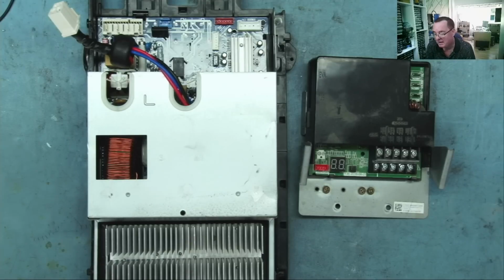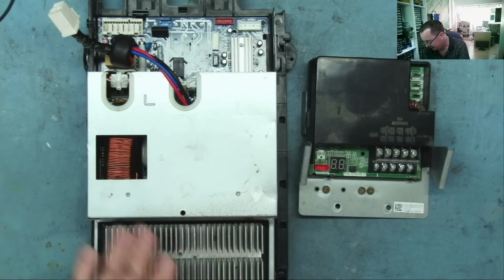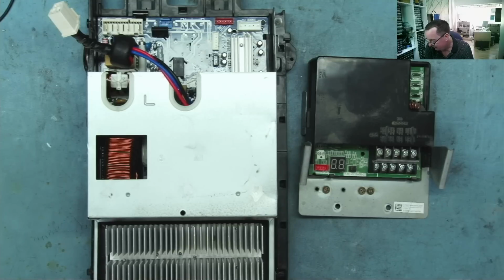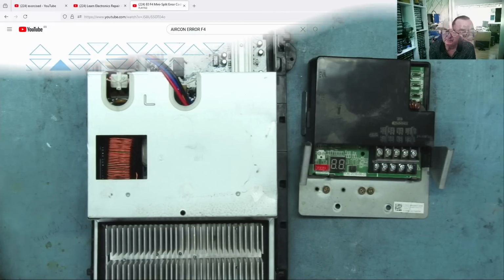This error code F4, I had to look it up. I suppose it will also vary on the type of aircon, but a lot of these use a similar code. And this error basically is a communication error between the indoor unit and the outdoor unit. And it suggests the problem is an EEPROM on here. I found a video on YouTube about this. In fact, I'll just show you.